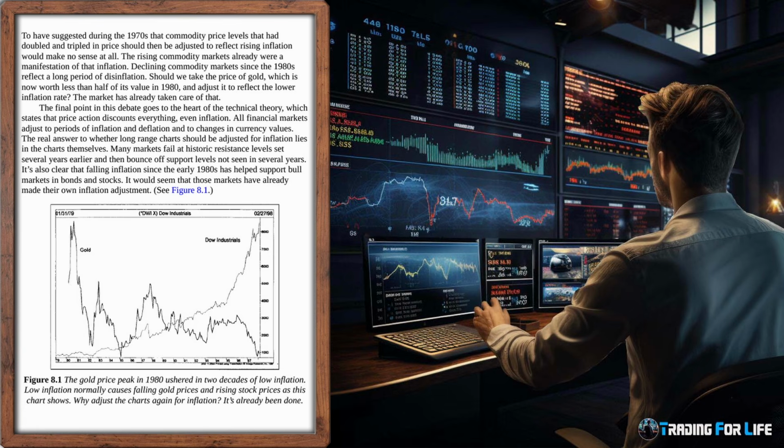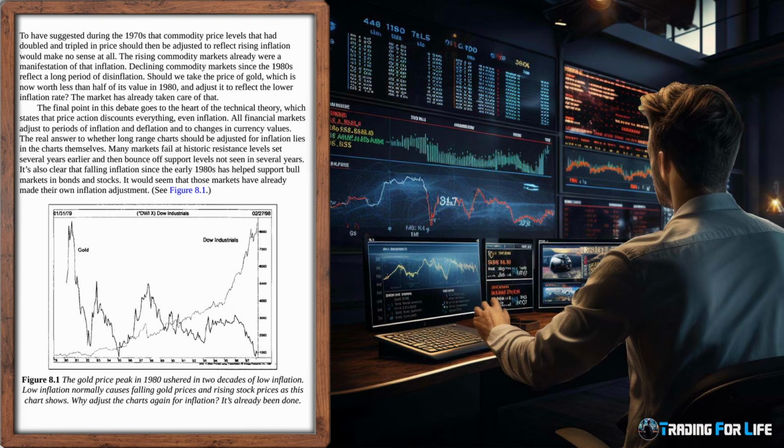The final point in this debate goes to the heart of the technical theory, which states that price action discounts everything, even inflation. All financial markets adjust to periods of inflation and deflation and to changes in currency values. The real answer to whether long-range charts should be adjusted for inflation lies in the charts themselves. Many markets fail at historic resistance levels set several years earlier and then bounce off support levels not seen in several years. It's also clear that falling inflation since the early 1980s has helped support bull markets in bonds and stocks. It would seem that those markets have already made their own inflation adjustment.